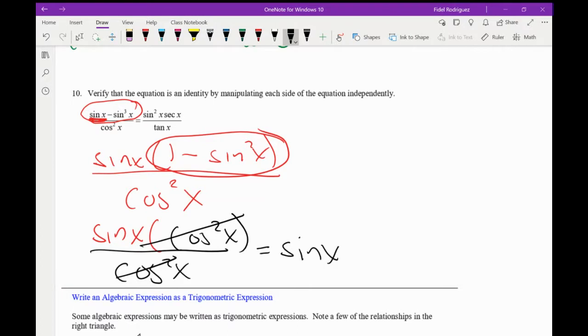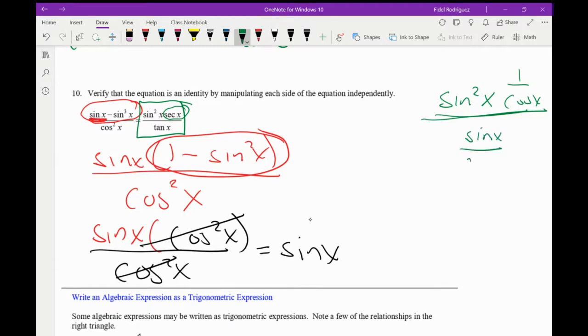Okay, well, that's not exactly what I have on the right side. And it's hard for me to do anything with the sine. So what I'm going to do now is see if we can mess with this guy. What is another way for us to write secant of x? 1 over cosine, right? And then tangent of x. Guys, couldn't I write tangent of x as sine of x over cosine of x? Couldn't I do that?